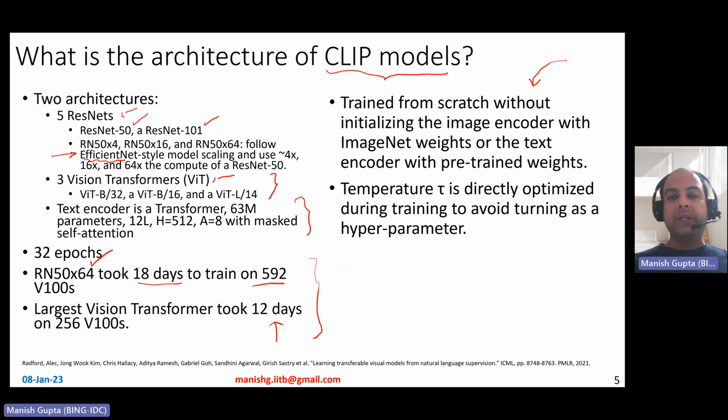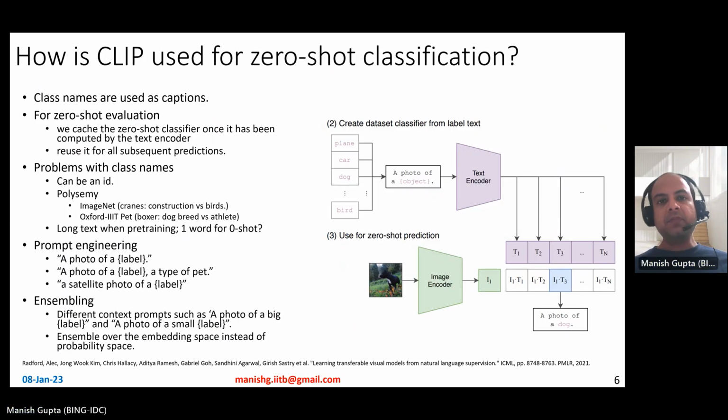So rather than pre-training from ImageNet weights, and we'll see how that actually matters, right? Especially when you are training with such large compute power and such a large data set, 400 million pairs, then probably you can ignore the pre-training bias that was already there in these image encoders. And as we discussed in the previous slide, the softmax temperature tau is directly optimized during training rather than being treated as a hyperparameter.